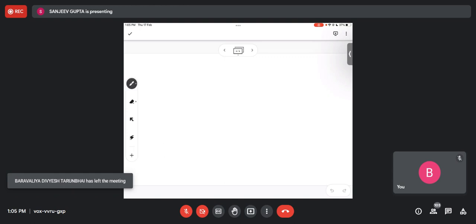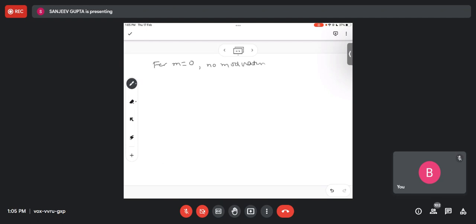So the first thing is, for M equal to 0, as we have seen in that table, no modulation, because M also defines modulation. M equal to 0 means no modulation. That implies only the carrier, J0, is present, and no side frequencies are present.